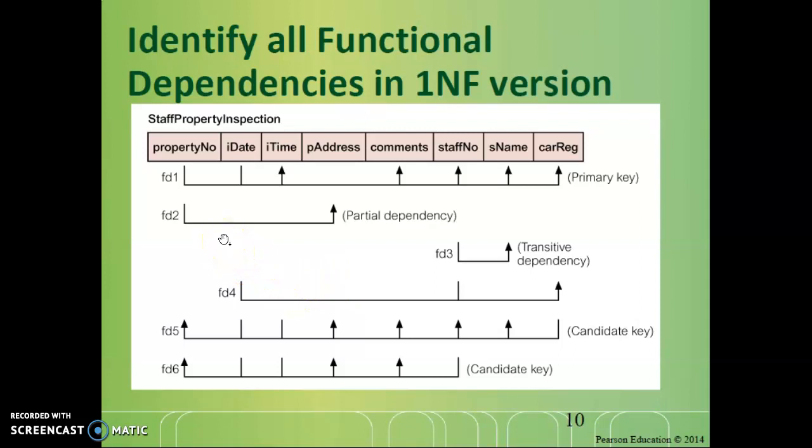We also note the functional dependencies in FD1. Property number determines staff number. See, so already property number is determining staff number. In FD3, staff number determines staff name. So it is in the form of A to B and B to C. That is what we know.